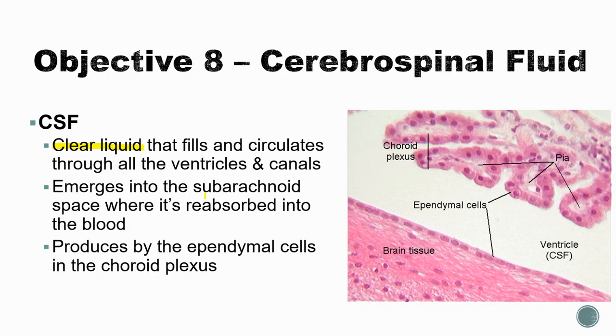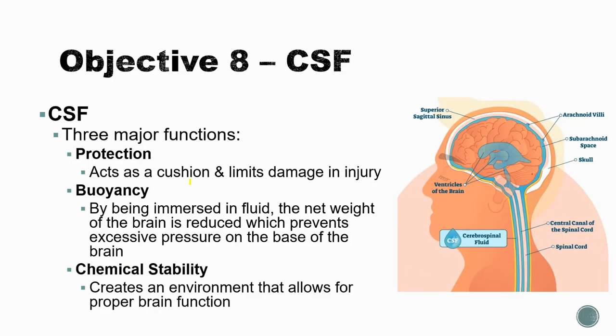It's going to emerge into the subarachnoid space where you had those trabeculae, and that's where it gets reabsorbed into the blood. And so you have a constant production, circulation, and reabsorption taking place in those ventricles. Once again, this is produced by those ependymal cells and the choroid plexus tissues. So you can see over here my choroid plexus. It's going to have those ependymal cells, and they're going to be responsible for secreting that fluid.